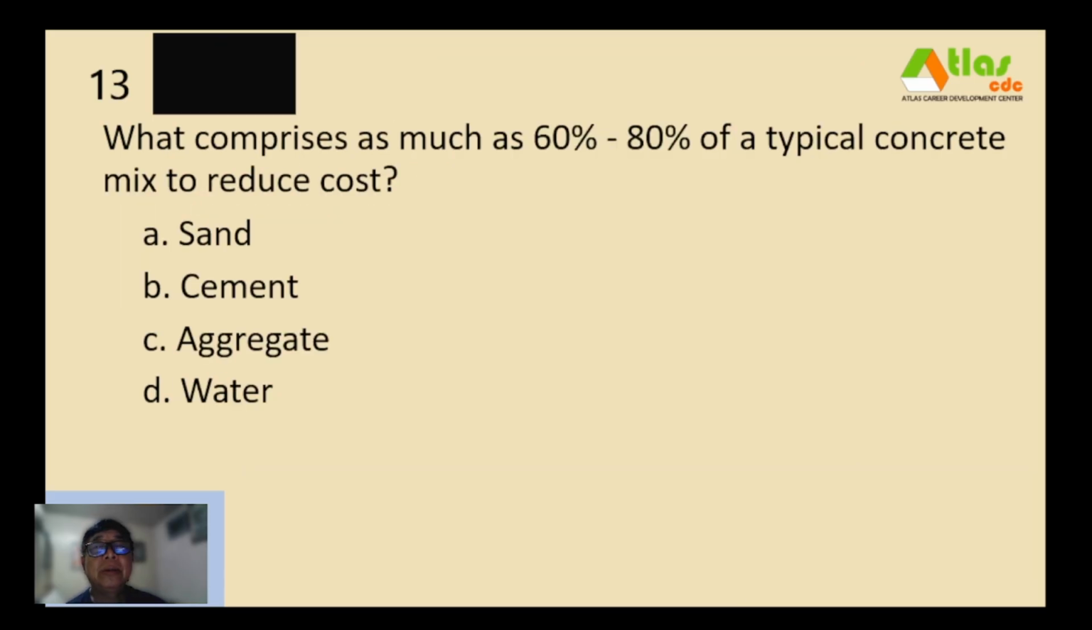So question number 13, what comprises as much as 60% to 80% of a typical concrete mix to reduce cost? A. Sand, B. Cement, C. Aggregate, and D. Water. 10 seconds.